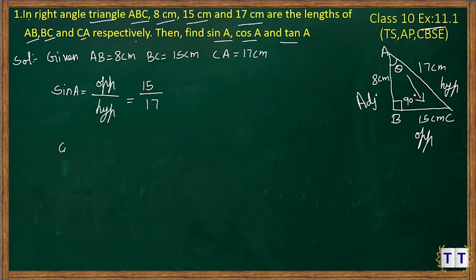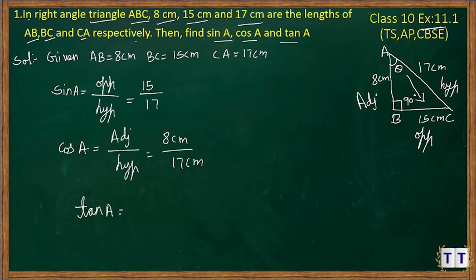Like that, it is asking us to find cos A. Cos A is adjacent by hypotenuse. In this, what is adjacent now? 8 centimeters. And what is hypotenuse? 17 centimeters. Next he is asking us to write tan A. The tan formula you also know, it is opposite by adjacent. So you can write it as 15 by 8. Okay, got it.